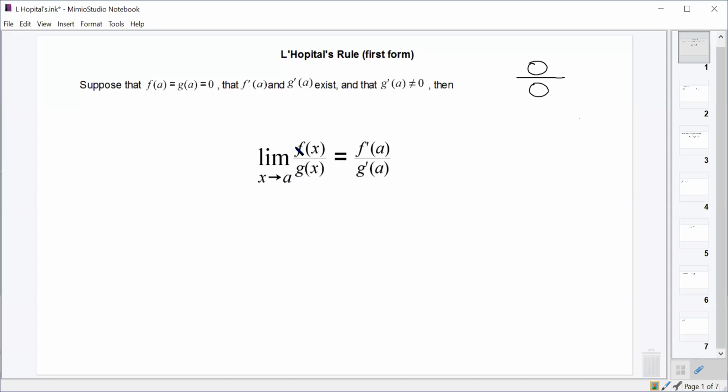Does that make sense? So all you have to do is take the derivative and plug in your value. So let's look at one. It's pretty easy. The limit as x approaches 3 of x squared minus 3x over x squared minus 7x plus 12.